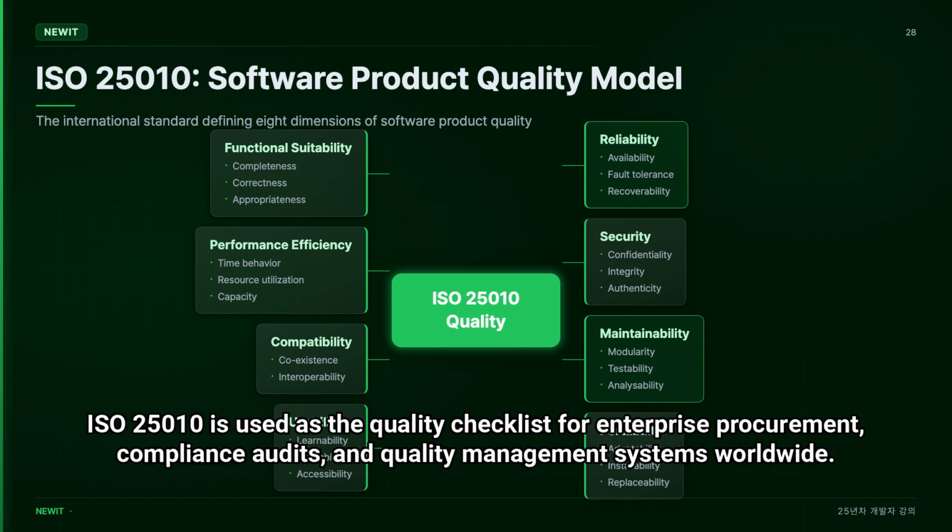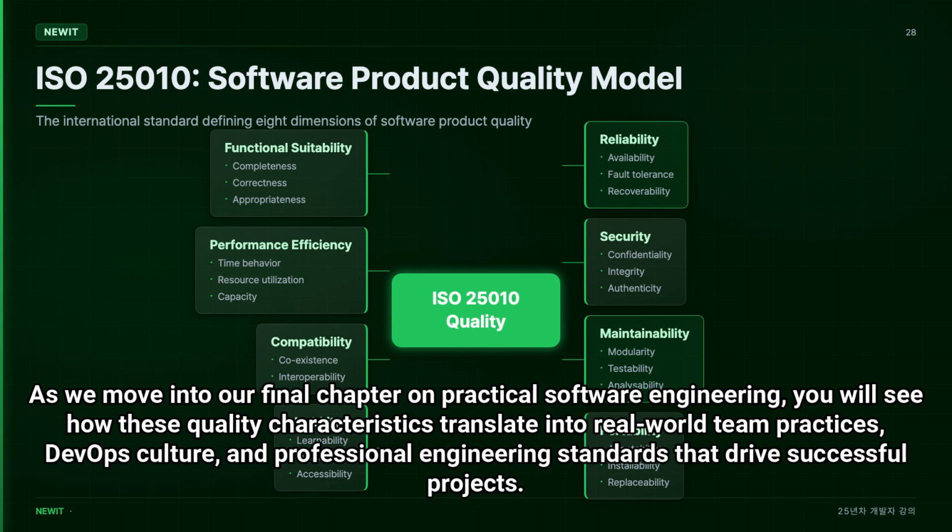ISO 25010 is used as the quality checklist for enterprise procurement, compliance audits, and quality management systems worldwide. As we move into our final chapter on practical software engineering, you will see how these quality characteristics translate into real-world team practices, DevOps, culture, and professional engineering standards that drive successful projects.